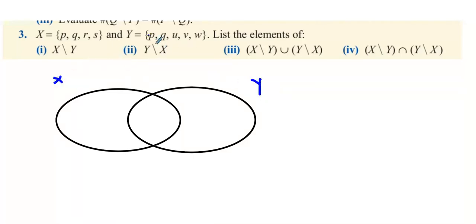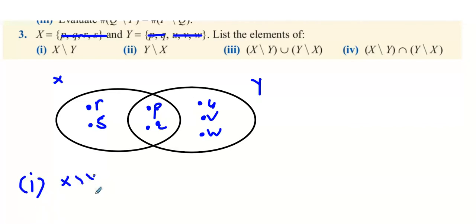What did they have in common? They have P and Q. This one is R and S. And this one is U, V, and W.